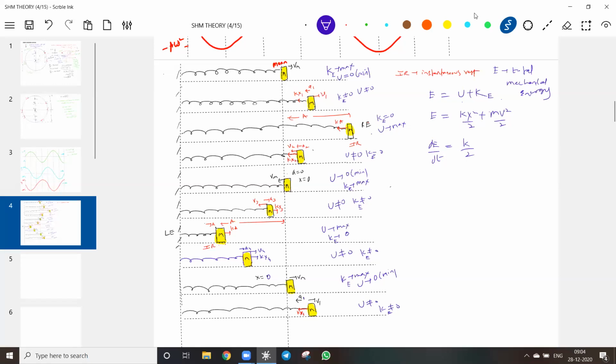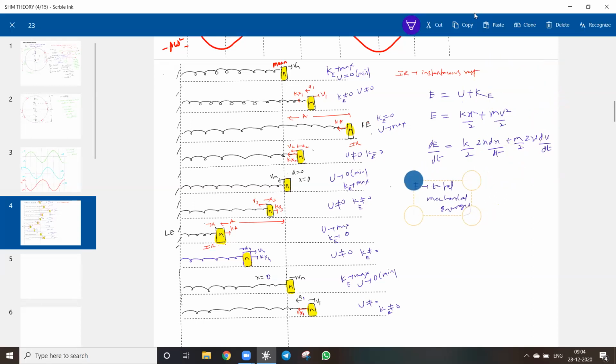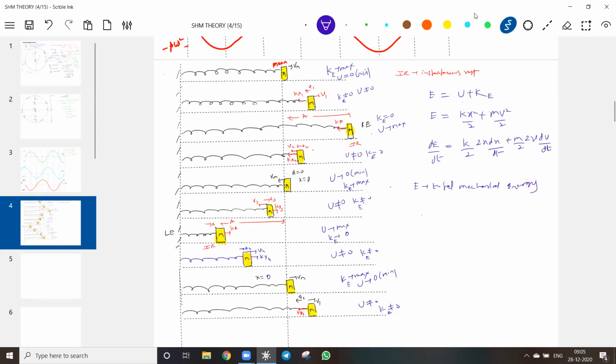I'll differentiate. So k by 2, this will be 2x dx by dt, plus m by 2, 2v dv by dt. Total mechanical energy will remain constant. What is E? Call it the total mechanical energy imparted at the mean position. You can impart it anywhere; I started with the simple situation at the mean position. The total mechanical energy imparted remains constant. What we give as kinetic energy may not remain only kinetic energy here. Some part will be kinetic energy, some will be potential. Now the whole kinetic energy given is available here in what form? Potential energy. Able to understand now?